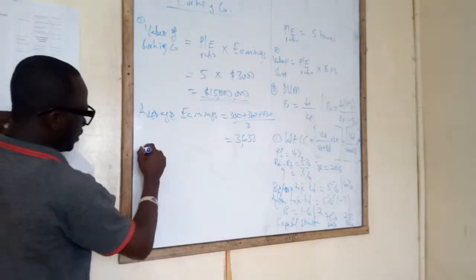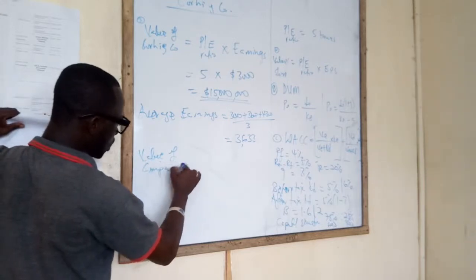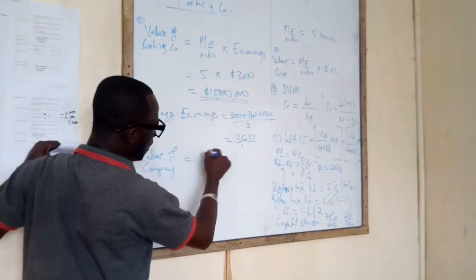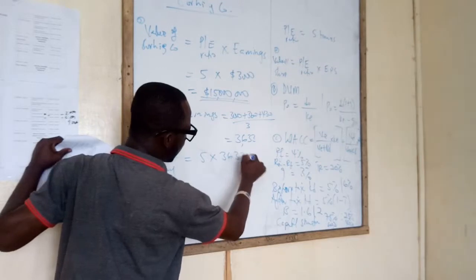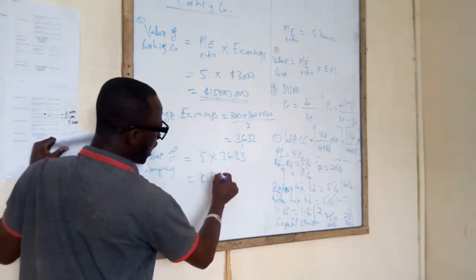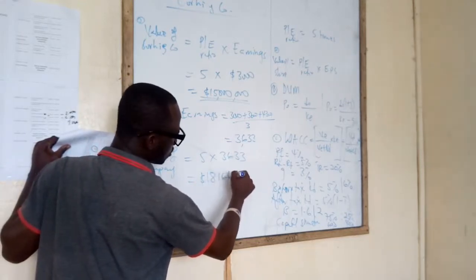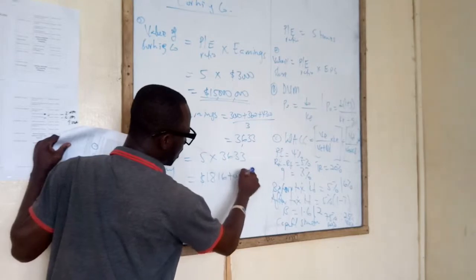So with this one, the value of the company will be 5 times 3,633. What do I have? 18,166.6. So 18,167,000 approximately, right?